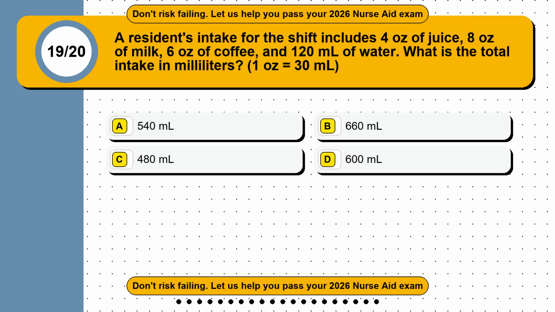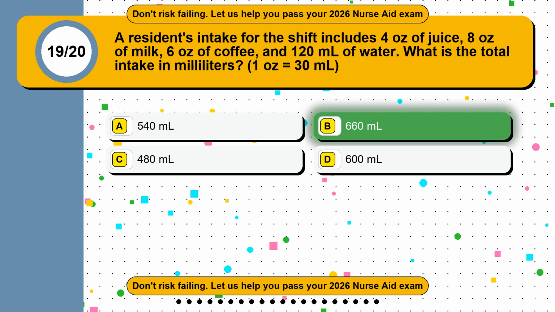Question 19. A resident's intake for the shift includes 4 ounces of juice, 8 ounces of milk, 6 ounces of coffee, and 120 ml of water. What is the total intake in milliliters? 1 ounce equals 30 ml. Option A, 540 ml. Option B, 660 ml. Option C, 480 ml. Option D, 600 ml. The correct answer is option B, 660 ml.